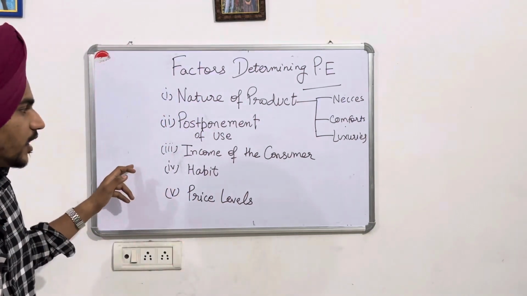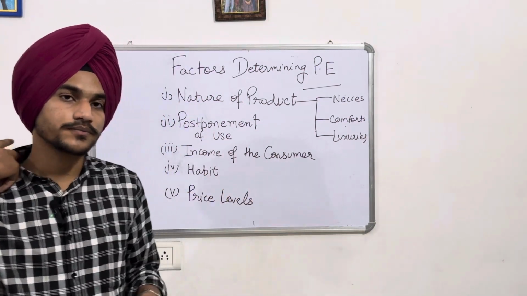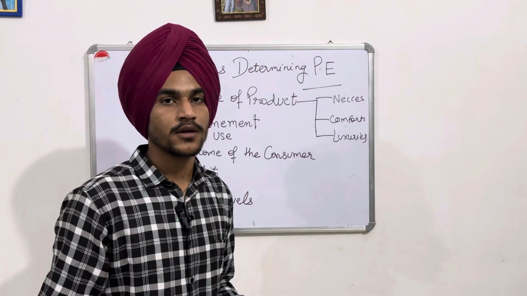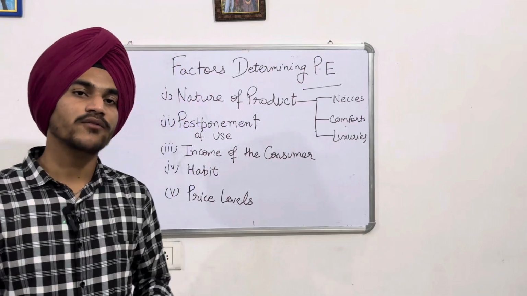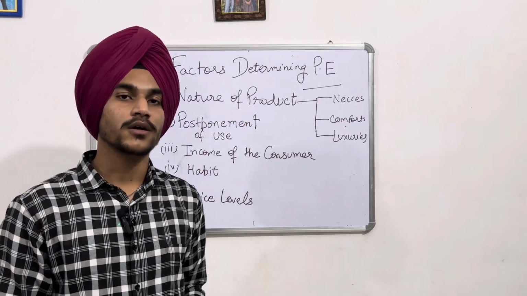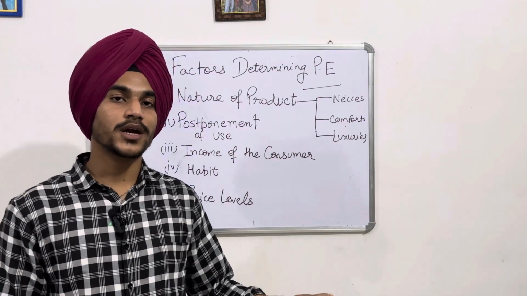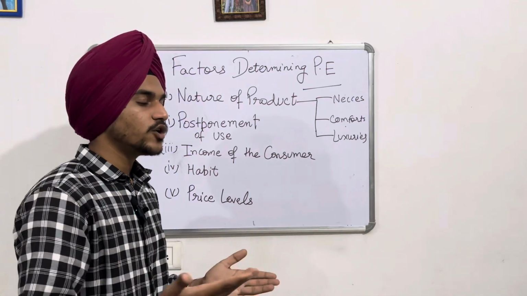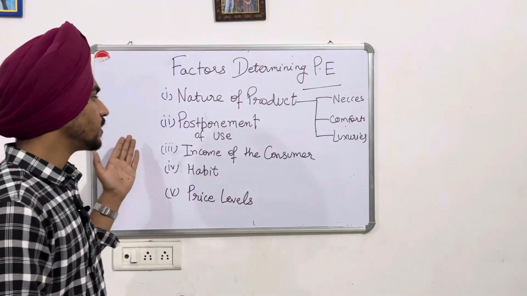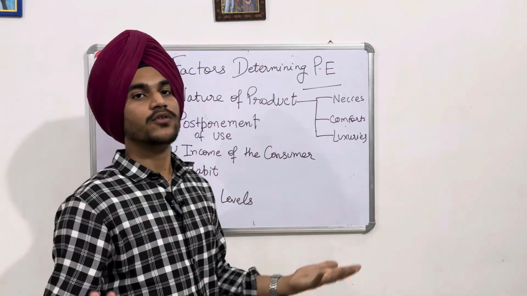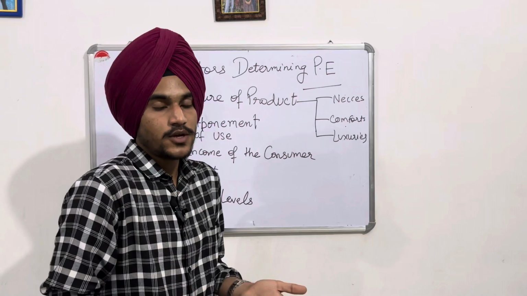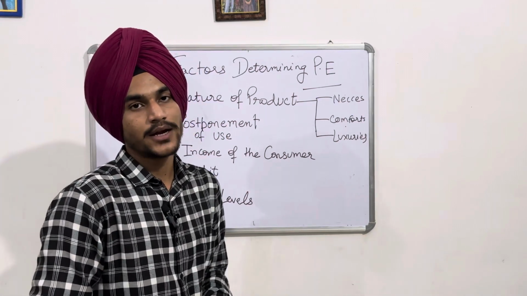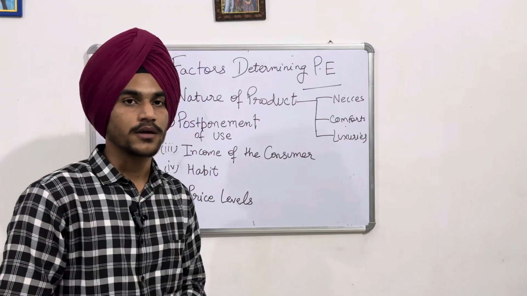The third one is income of the consumer. If income of the consumer is very high or very low, it will have no effect on the demand of a product that he purchases. If he purchases a certain quantity of a product, he can purchase it with his high level of income. Or if his income is very low, it could create no impact on the quantity demanded.